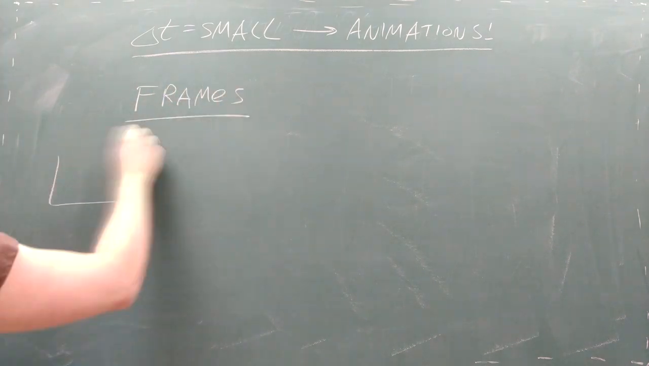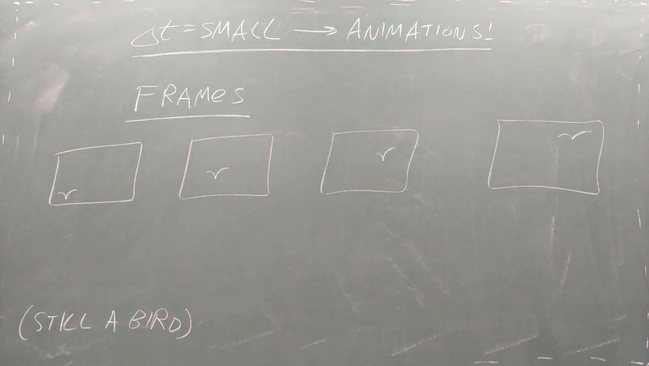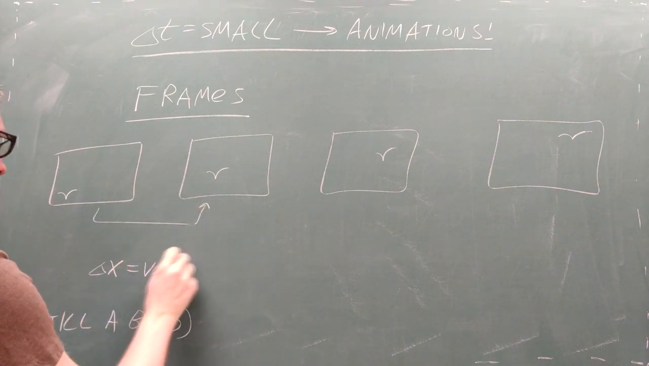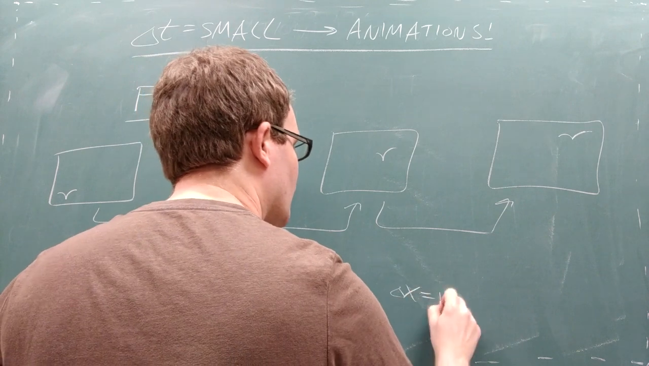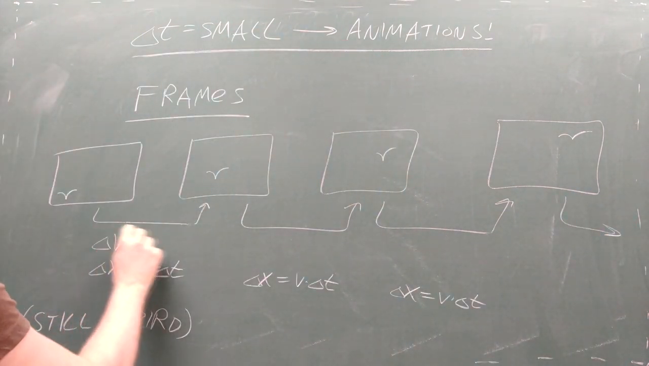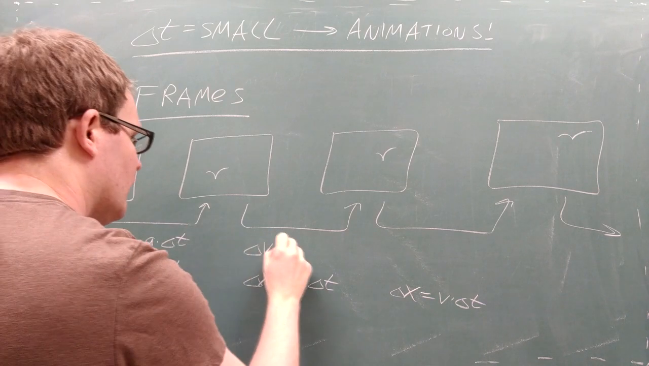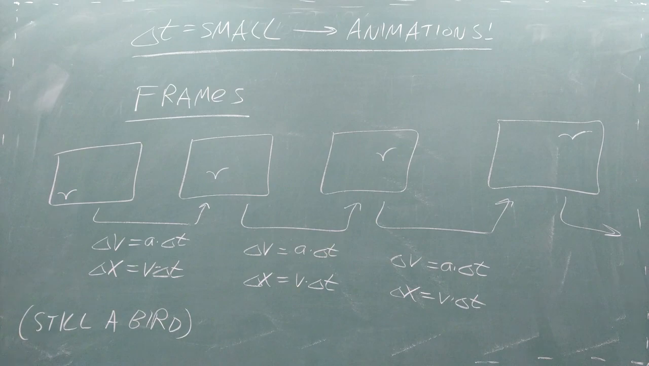We saw last time that animations are created by showing very brief images called frames. We also saw that we can calculate the distance that an object moves in each frame by multiplying the velocity in each frame times the time step. Now, with our object accelerating, this velocity is different in each frame, and we need to calculate how much the velocity changes in each frame.